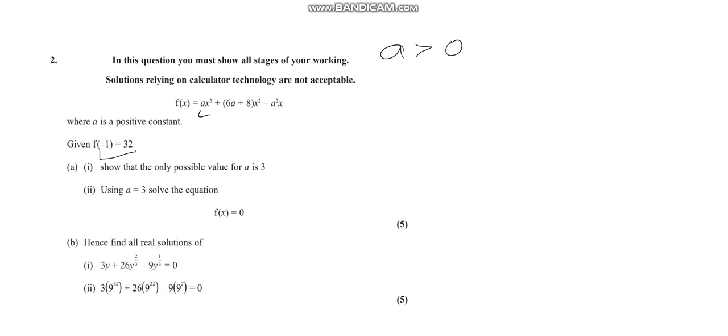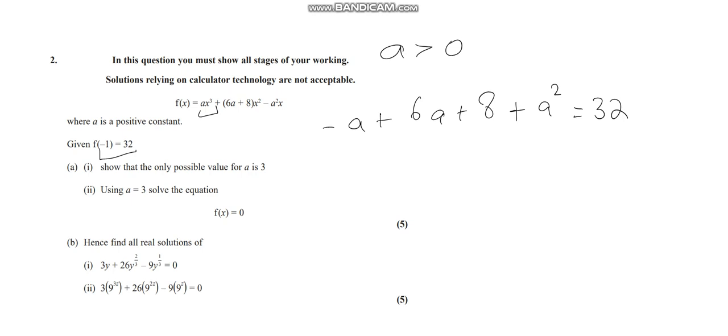As you can see, ax cubed, so I'll plug minus 1 into x and that will be cubed. Whatever a negative value is cubed, it remains negative, so this will become minus a. Then x squared: a negative value squared is positive, so this will become 6a plus 8 as it is, of course, and then minus a squared x. Now x is a negative value and then we have a minus sign with a squared, so minus minus becomes positive, so it will become a positive a squared, and then this is all equal to 32. So write it this way.